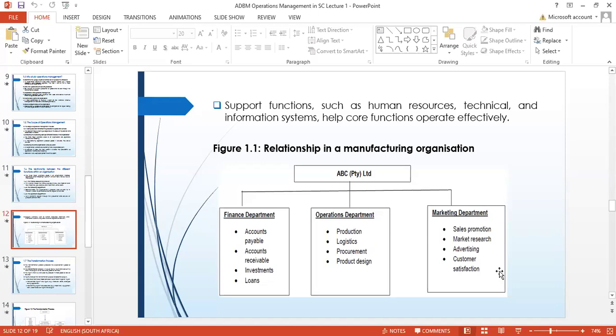The marketing department also researches the market. What is it that is trending in the market? What are customers preferring? And when they have that information, they will pass it to the operations department so that the operations department produces the product that the customers require. If they produce a product that is not required by the customer, then customers will not buy.